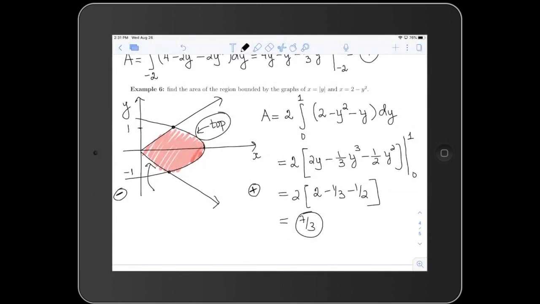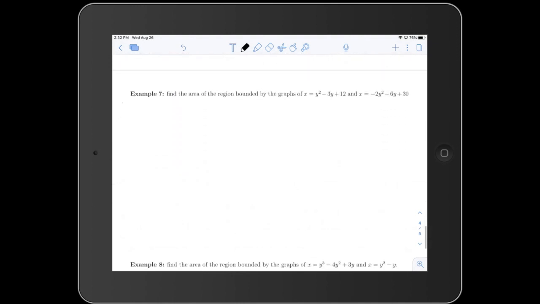So here's another problem where we have a slightly different orientation. Okay, any questions here? Anything you guys want to discuss? All good? All right, well, let's see what we have here.